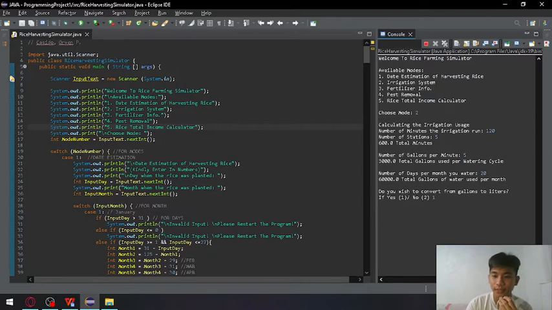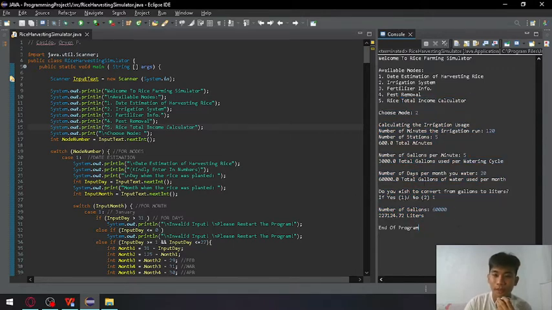So if yes, we input the total gallons. Let's say 60,000 gallons. It will result to 227,124.72 liters. So end of program. This is where my second mode, the irrigation system, ends.